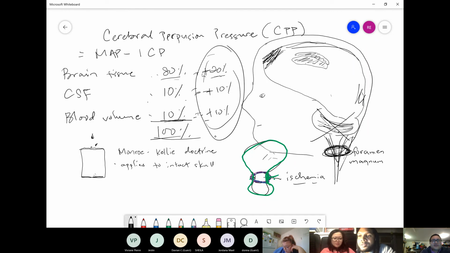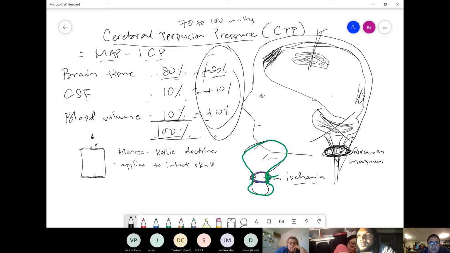So this is the cerebral perfusion pressure that I'm talking about. At any one time, the pressure in the brain must be somewhere between 70 to 100 millimeters of mercury. This is cerebral perfusion pressure. How you calculate this is by deducting your intracranial pressure from your mean arterial pressure. Intracranial pressure is invasively monitored. The doctor will insert a catheter into this ventricle and measure the pressure internally.